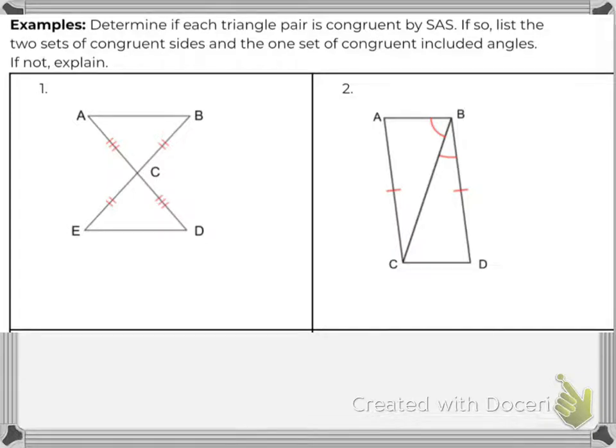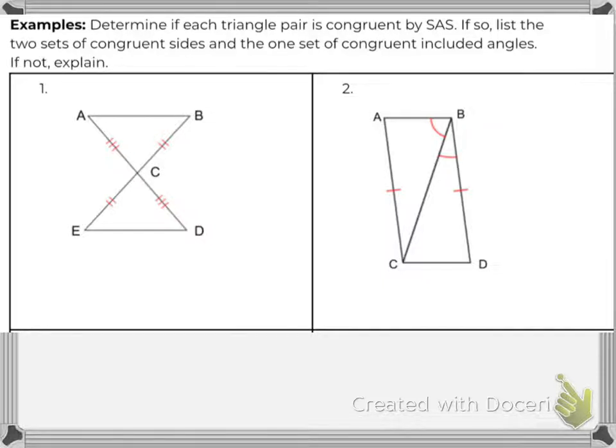So we're going to determine if each triangle pair is congruent by side, angle, side. We're only going to focus on that one for now. If they are, we'll list the two sets of congruent sides and the one set of congruent included angles. If not, we'll explain. And then we'll be writing the triangle congruence statement as well.